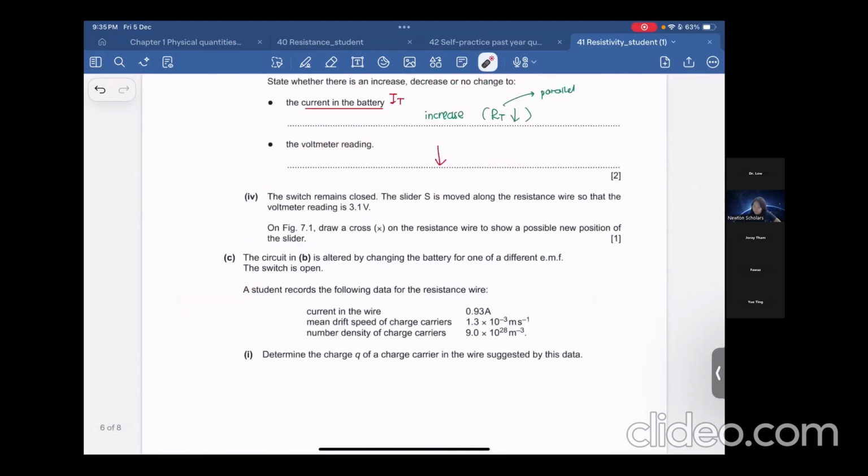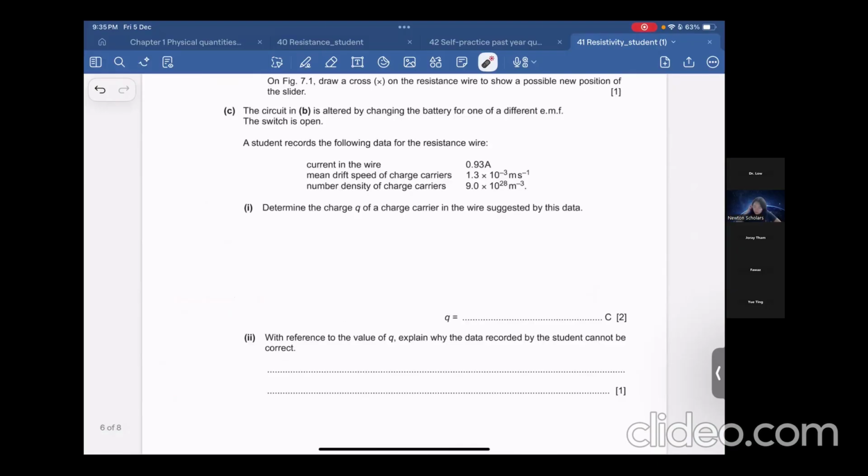Okay. Right, here Circuit B is changed. We change the battery for one with a different EMF. The switch is open. So a student changes the battery and then opens the switch, then gets the current. So this is the current, this is the speed, this is the number density of charge carriers, so this one is actually the n. What is your charge Q? In our previous lesson, we learned I equals nAvQ. This is a formula.